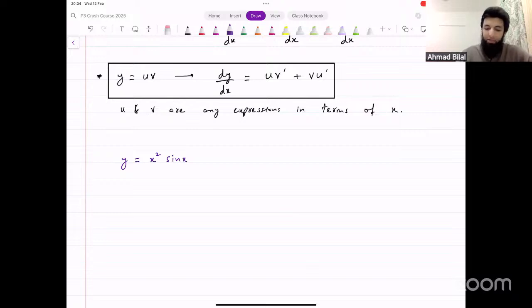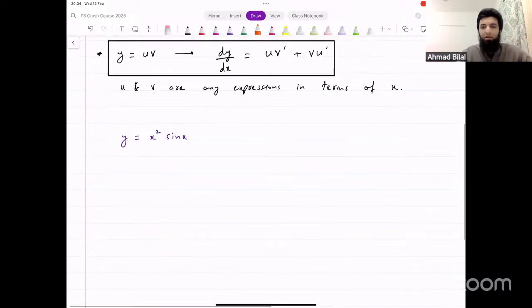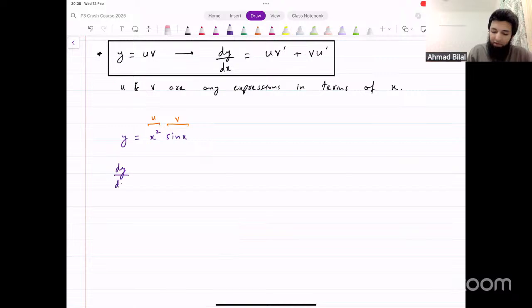Okay. What we do is we call one of them u and the other v. So in this case, for instance, we can say, let's say this is u and this is v. What is the derivative going to be? dy over dx is going to be uv dash plus vu dash. That's what the derivative is going to be. Now, the first few times you do it, you can evaluate them separately and then input them there. And then once you have done some practice, you'll be able to do it directly as well. Let me do it separately for now.